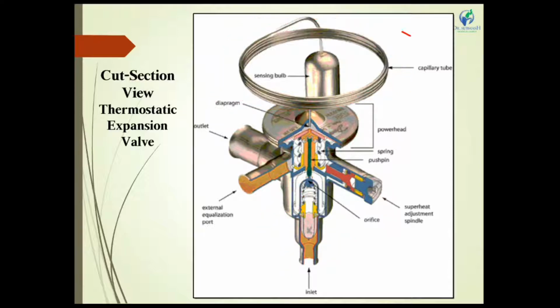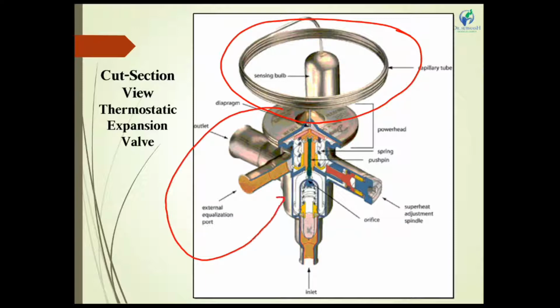Here is a capillary tube. That capillary tube sends the temperature of the outlet at the evaporator and gives the feedback to the diaphragm. This feedback directly controls the orifice mounted in the thermostatic expansion valve and it is balanced by the spring. How much area is required to open and close controls the refrigerant flow.